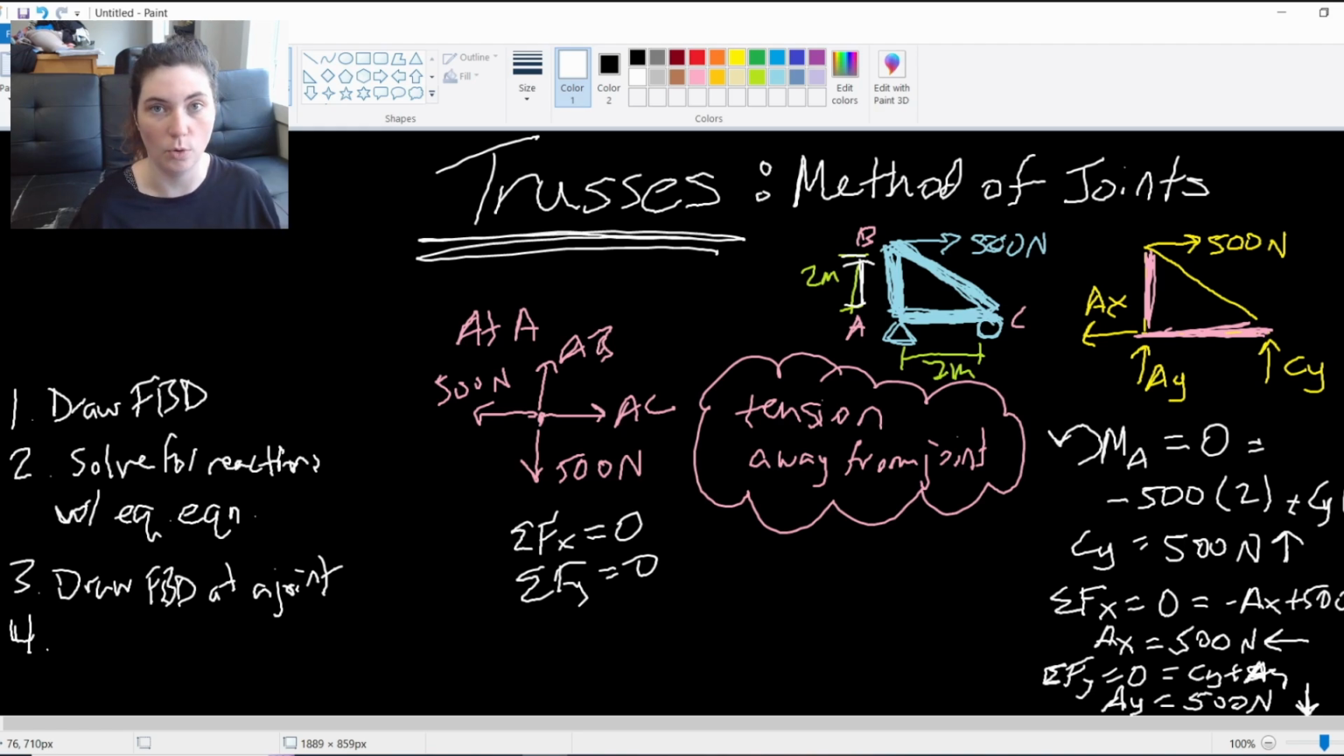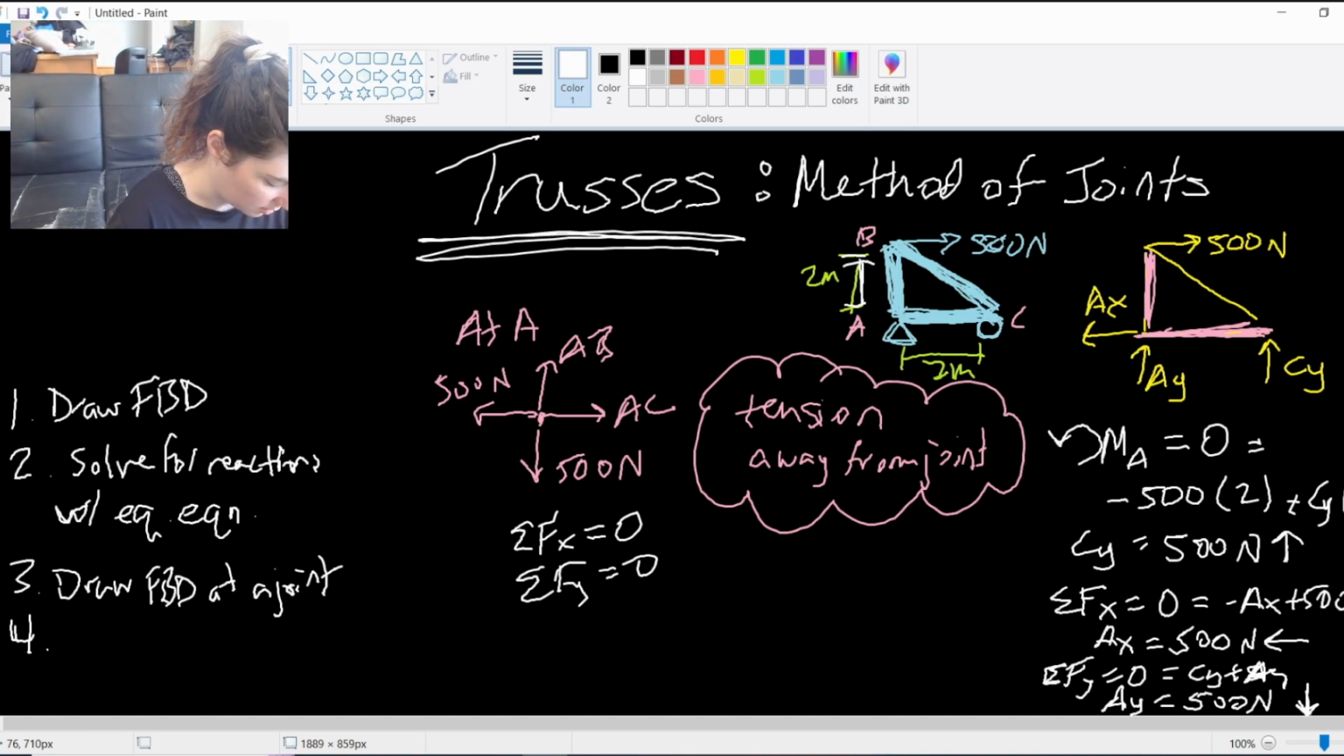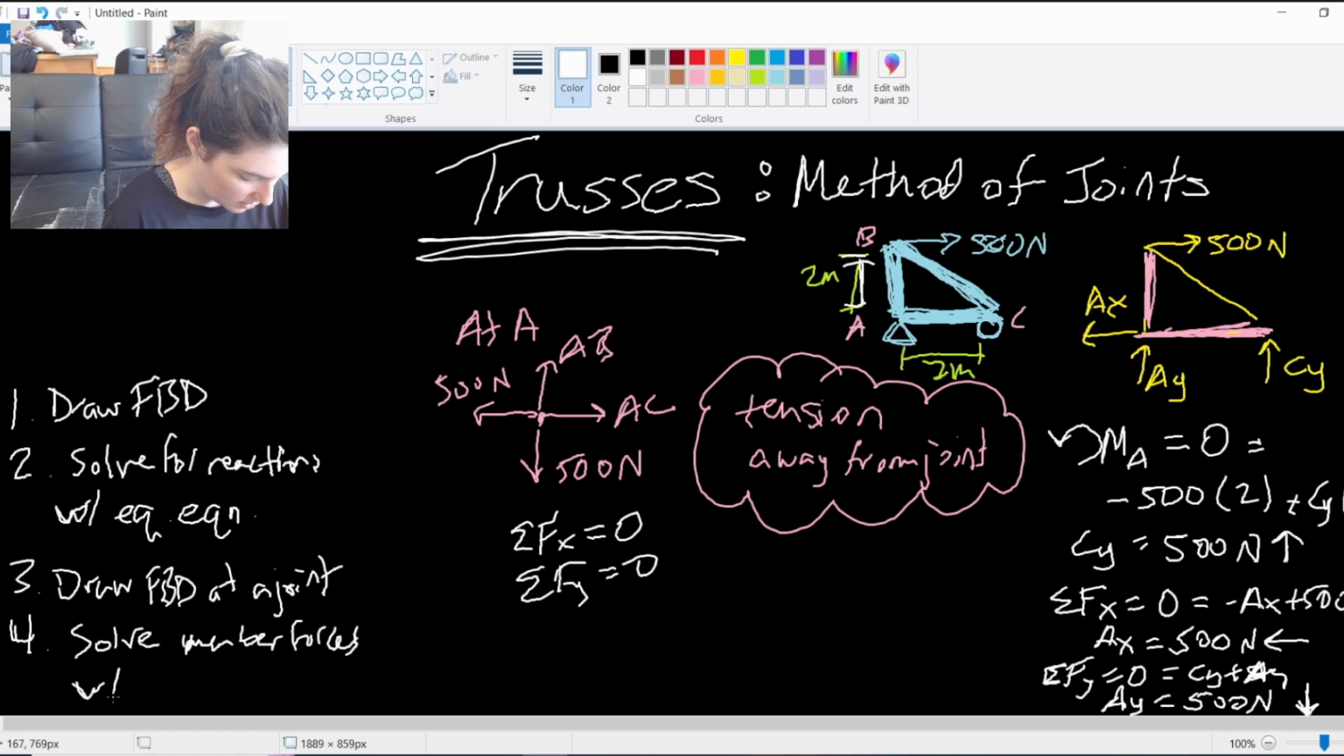Again, this is why you don't want more than two unknowns at a joint. So pick a joint strategically. You're going to have to go through multiple joints likely to find all of the member forces, because we can see in this one, we still aren't going to be able to solve what BC is. So we're going to have to go to another joint after this. But in this case, we are through the free body diagram for A. We are going to solve for our member forces, again using the equilibrium equation.